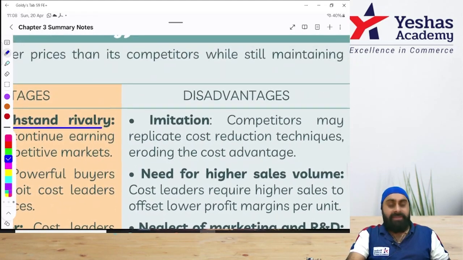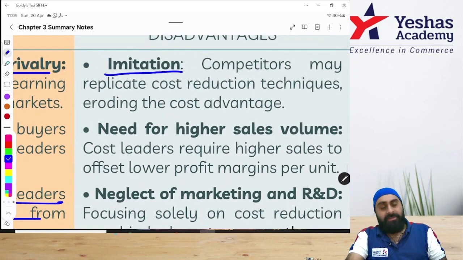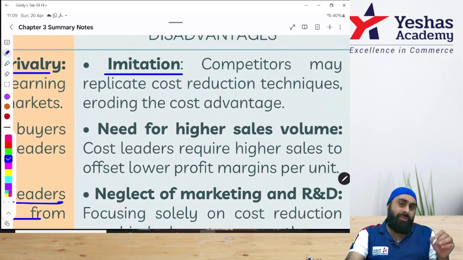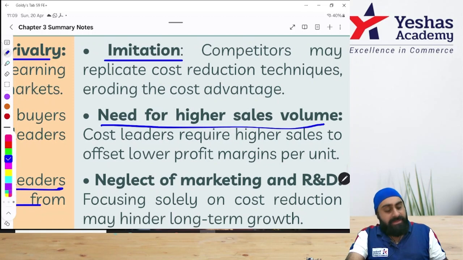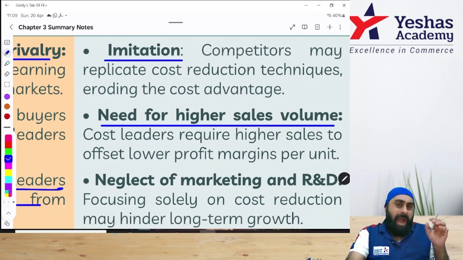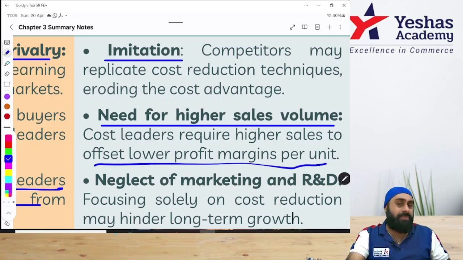Now, what are the disadvantages? Let's come to disadvantages. The first disadvantage is imitation. If you get to know how to reduce the cost and become a cost leader, trust me, players in the market will also understand and will reduce the cost. Secondly, need for higher sales volume. How can you increase the sales volume? If you increase the sales volume by reducing the cost, trust me, you're killing your profit margins. So you're offsetting a lower profit margin per unit.